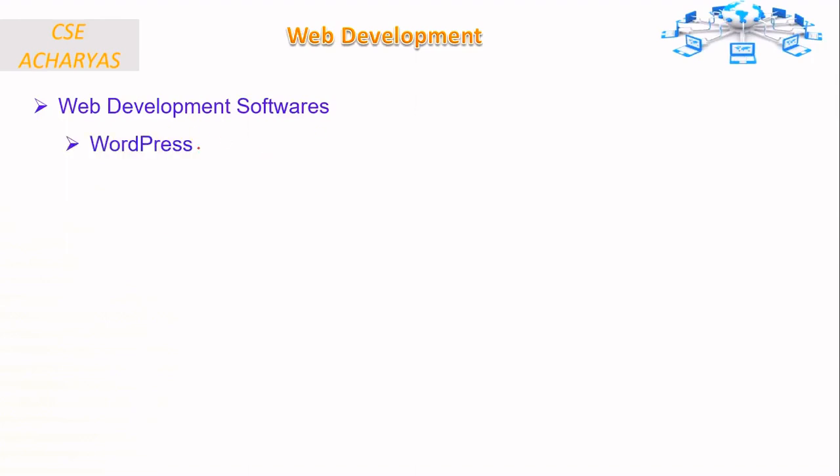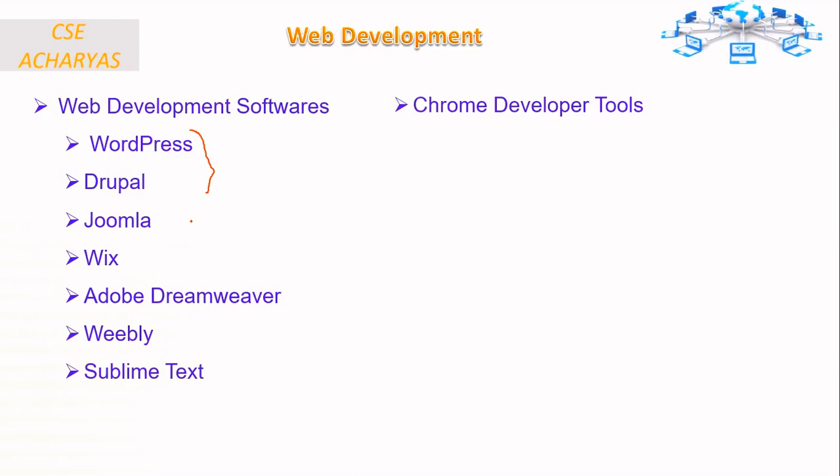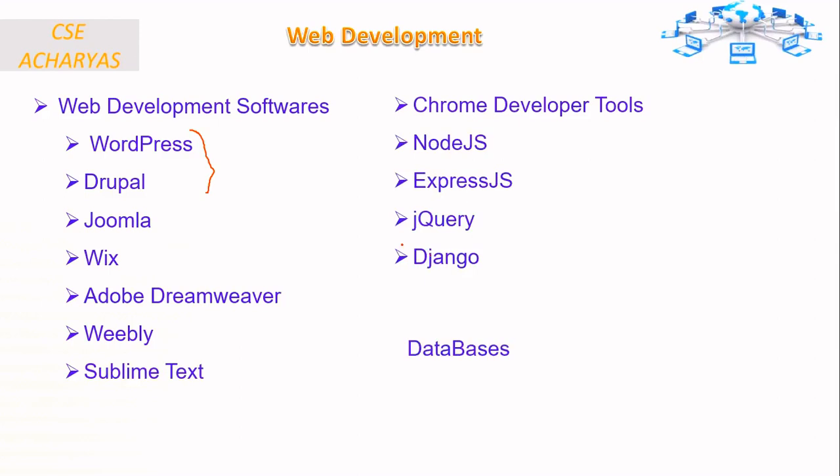Web development software. We have various softwares for web development like WordPress, Drupal, Joomla, VX, Adobe Dreamweaver, Weebly, Sublime Text, Chrome Developer Tools, Node.js, ExpressJs, jQuery, Django, and to connect with the databases we have MongoDB, NoSQL.